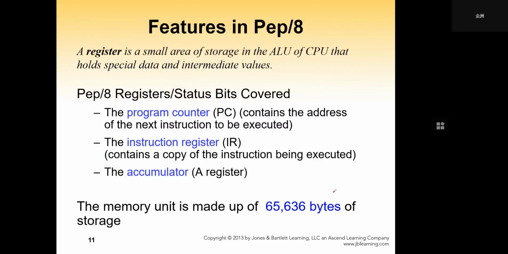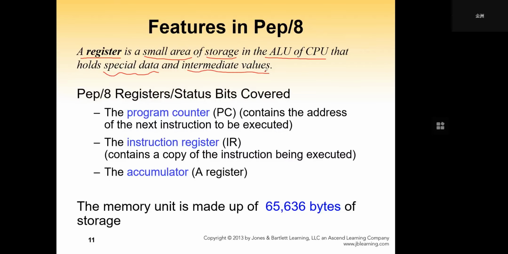to learn about the important parts. Recall, we said in our last class that the ALU and control unit in the CPU have a lot of registers. A register is a small area of storage. As I said, it's like the school bag you carry every day in your classroom instead of the whole library for the storage of your books. It is a small area of storage in the ALU of the CPU that holds some very special data and immediate values.